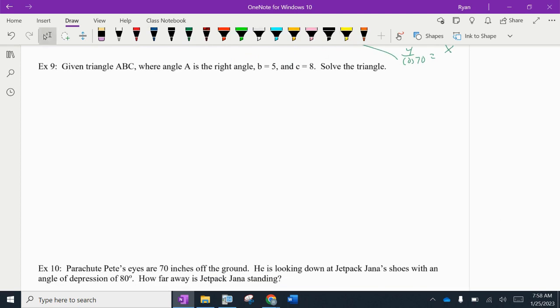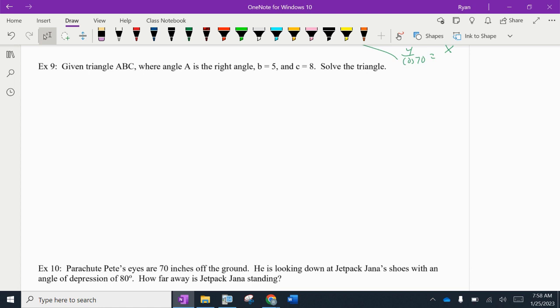All right, number 9. Number 9 says, given triangle ABC, where angle A is the right angle, little b equals 5 and little c equals 8, solve the triangle. Now, this kind of problem, it doesn't have a little answer blank for us. It's not really clear, like what does it mean to solve the triangle? What are we trying to find? And the answer to that is you're trying to find everything.